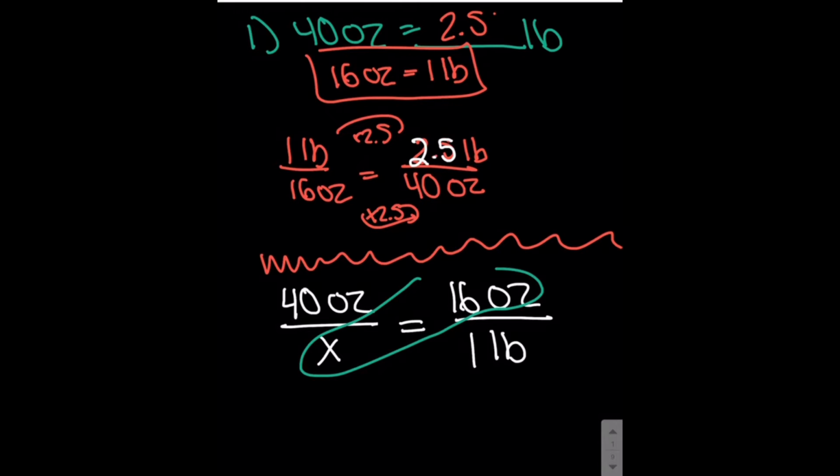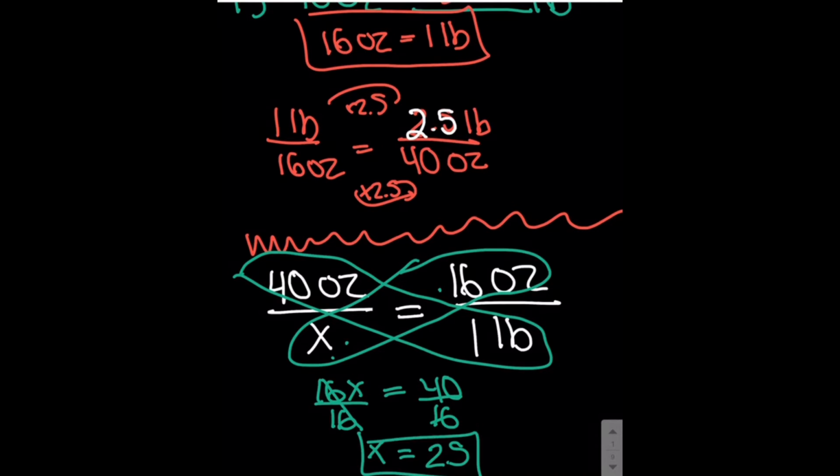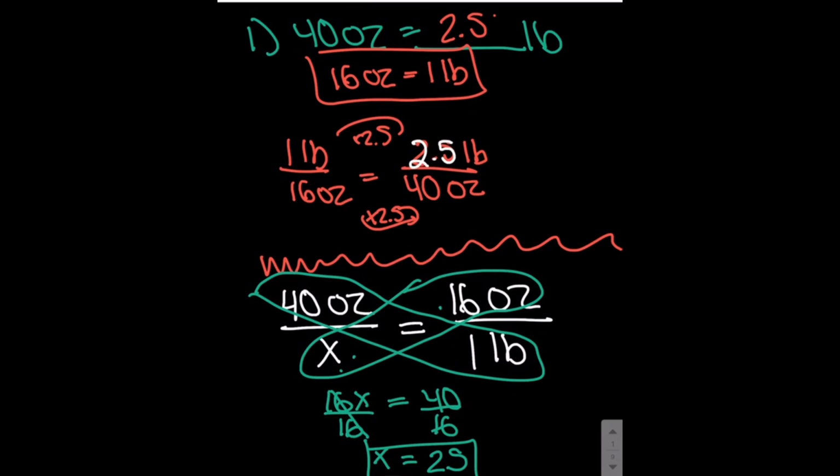Now what you would have done is, you're going to make this a little butterfly, and this is like cross multiplying. Okay, 40 times 1. So this first is 16. So this is 16x equals, what's 40 times 1? 40. And you're going to divide both by 16, and you're going to get x. What did the x represent? The x represented the pounds, right? Ounces to ounces, pounds to pounds. And that equals 2.5. So again, they both gave you the same answer.